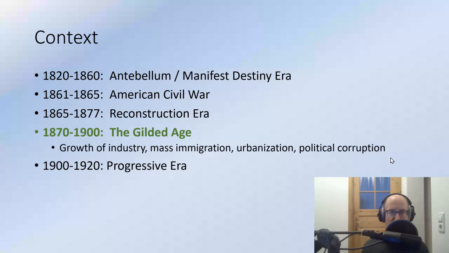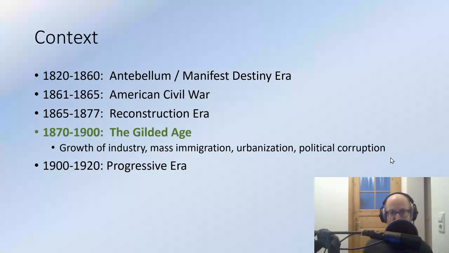I want to just set the stage and situate the time frame. If we talk about the 40 years prior to the United States Civil War as the antebellum era, or perhaps in addition to that, the Manifest Destiny era, and then we have the Civil War, following which we have Reconstruction, the Gilded Age, which is defined by the growth of industry, massive immigration, rapid urbanization, and endemic political corruption, takes place roughly from 1870 to 1900, right? Industry and immigration and urbanization happened before this and happened after, but there is this 30-year window where these processes were catalyzed.